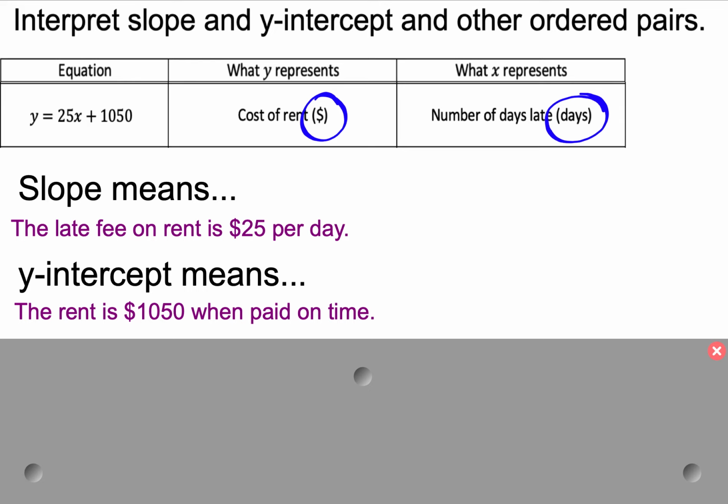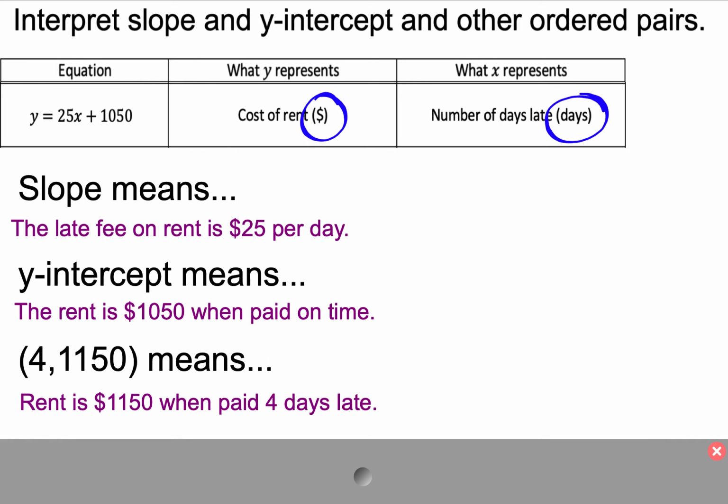The y-intercept is 1,050. Rent is $1,050 when it gets paid on time. So at 0 days late, it's 1,050. And then the point (4, 1150) means rent is $1,150 when paid 4 days late.